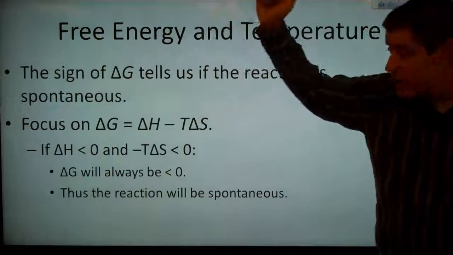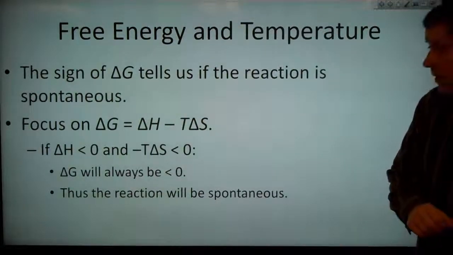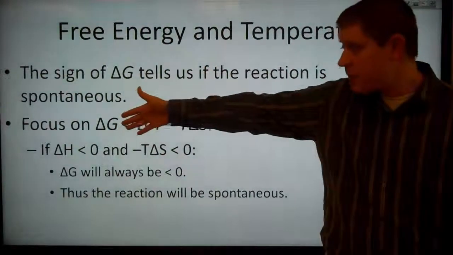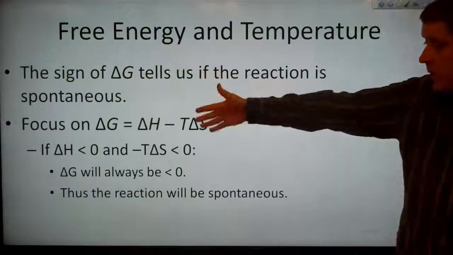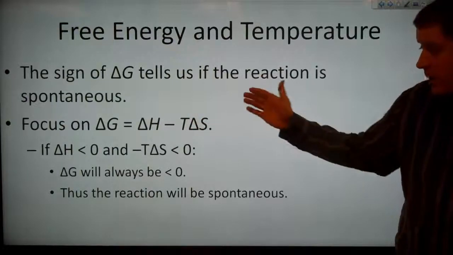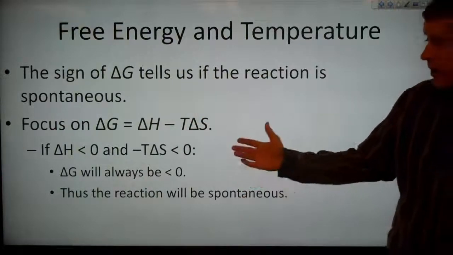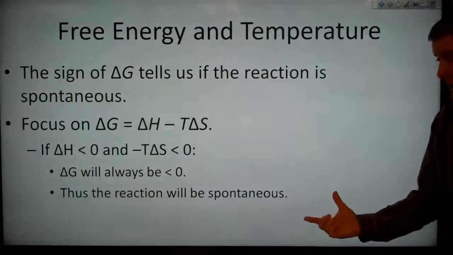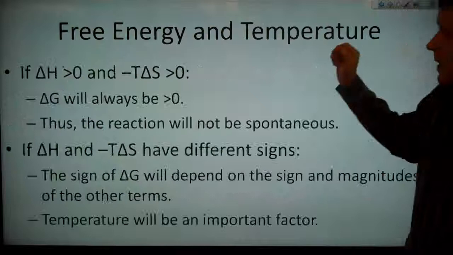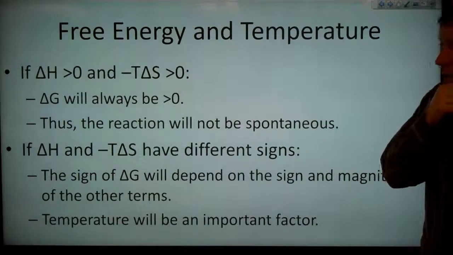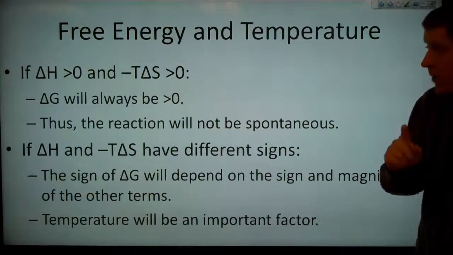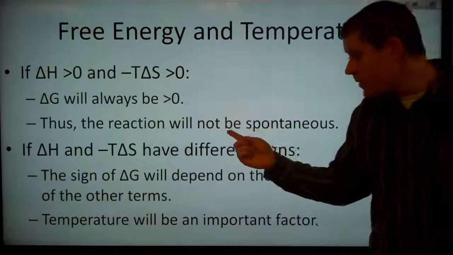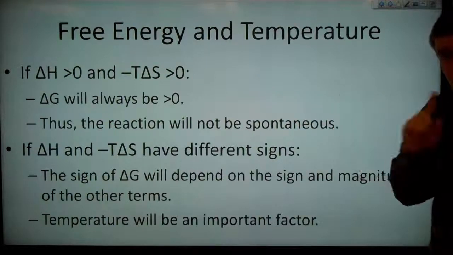So here we're going to focus on delta G equals delta H minus T delta S. If delta H is less than 0 and minus T delta S is less than 0, then delta G will always be less than 0, and this means that the reaction will always be spontaneous. If delta H is greater than 0 and T delta S is less than 0, then delta G will always be greater than 0, and this means that the reaction will always be non-spontaneous.